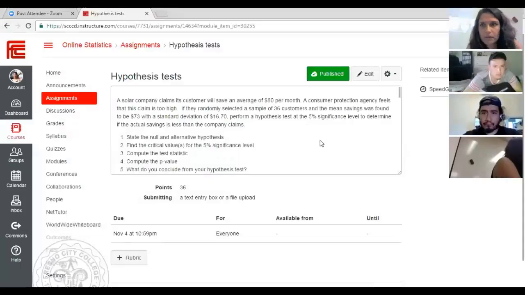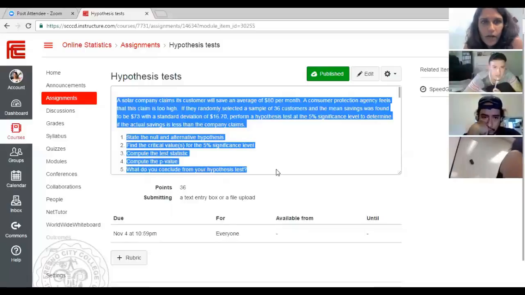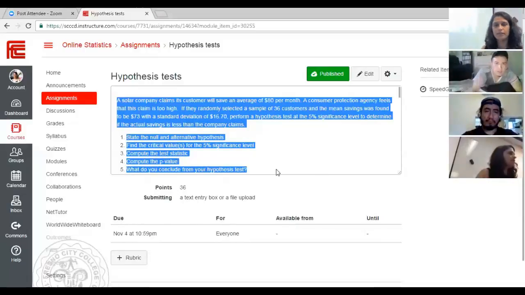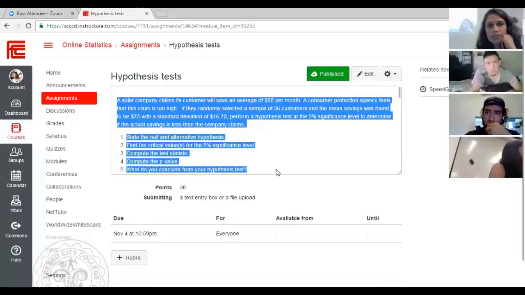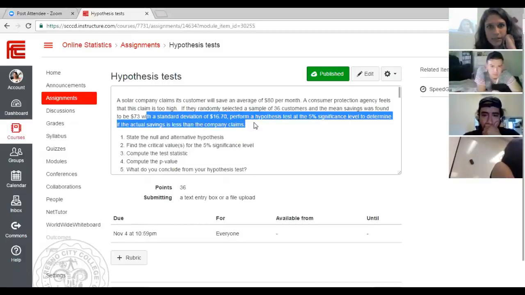Okay, so here is the question. A solar company claims its customer will save an average of $80 per month. A consumer protection agency feels this claim is too high. If they randomly select a sample of 36 customers and the mean savings was found to be $73 with a standard deviation of 1670, perform a hypothesis test.